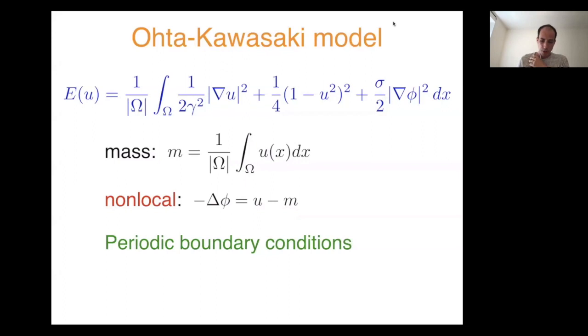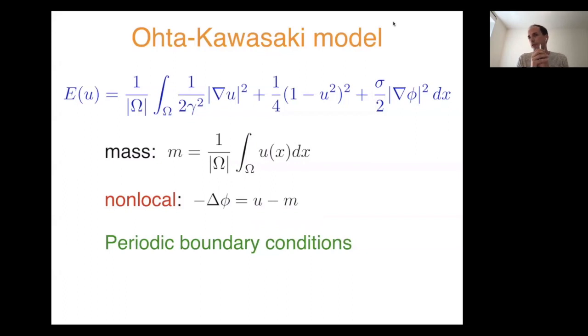Okay. Well, I will also tell you in a moment what the other parameters are. But first, the boundary conditions, because if you solve a PDE, and already here I'm solving a PDE, if I say that phi solves this Laplace equation, I have to tell you what the boundary conditions are. And I'm going to only take periodic boundary conditions in this talk.